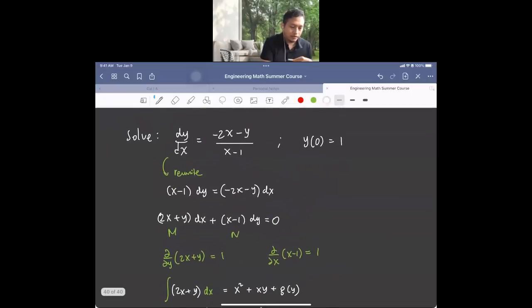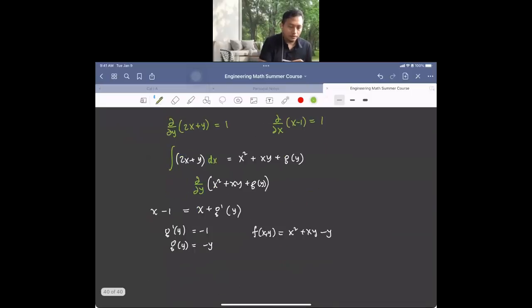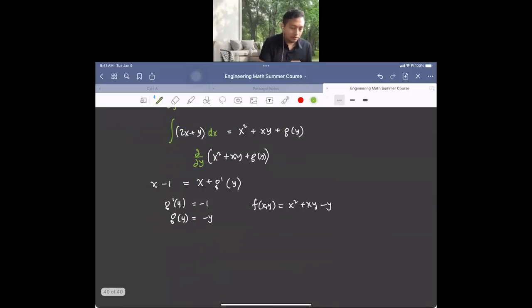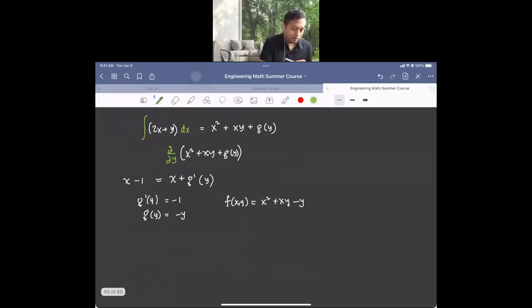But we're still not done yet because we need to have our initial value. So initial value, when x is 0, y is 1. So f of 0, 1 is 0 plus 0 minus 1. So f(0,1) is just negative 1. And now we are going to have x squared plus xy minus y equal negative 1. Okay.